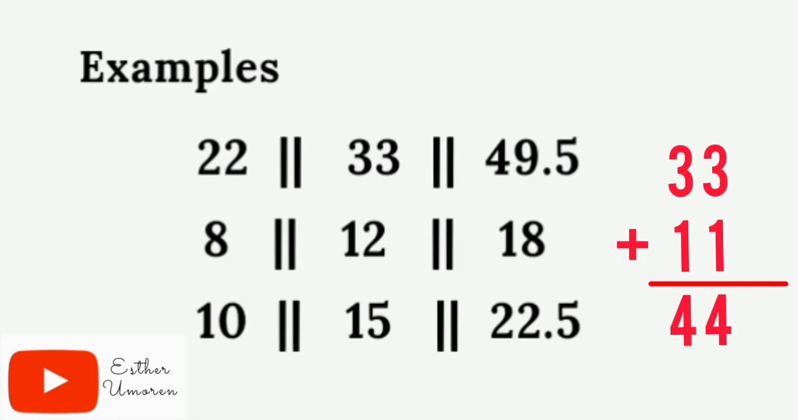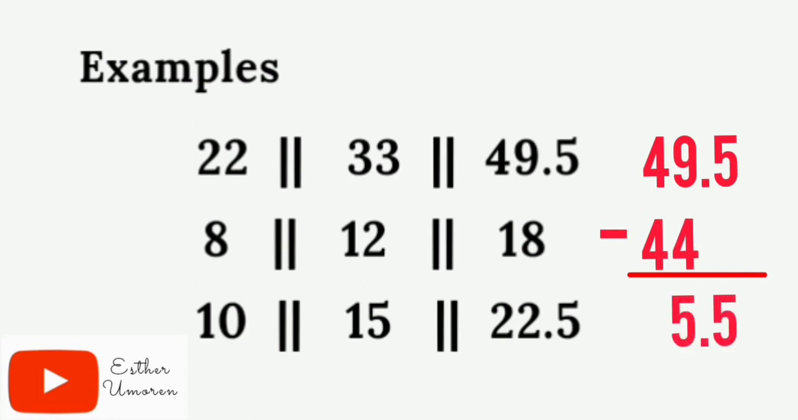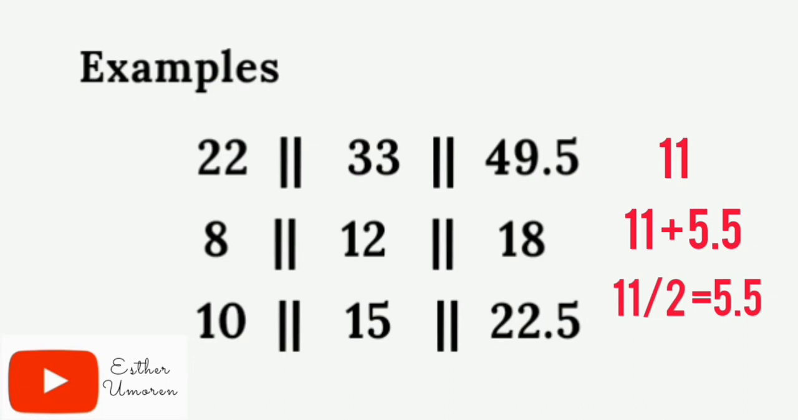So some other number was added. How can we get that number? We can get that number by subtracting 44 from 49.5. So 49.5 minus 44 gives us 5.5. Let's look at this closely and try to establish a pattern. You will notice that the difference between the first two numbers is 11, while the difference between the second and the third is 11 plus 5.5. And if you look at it closely, you will realize that 5.5 is half of 11.